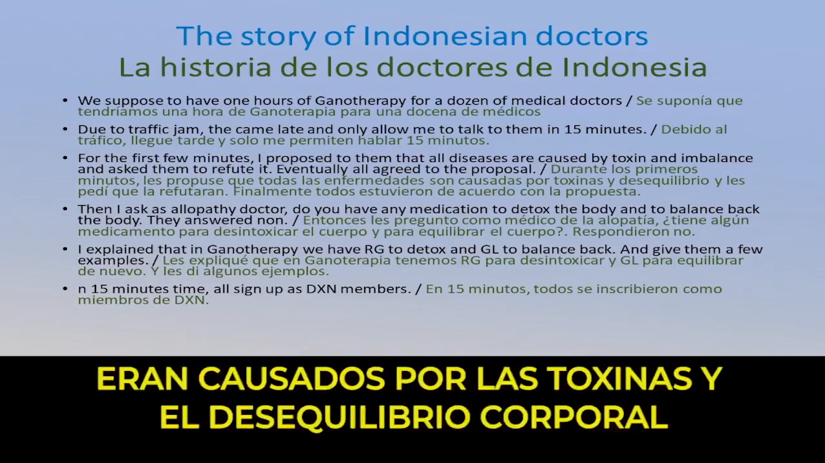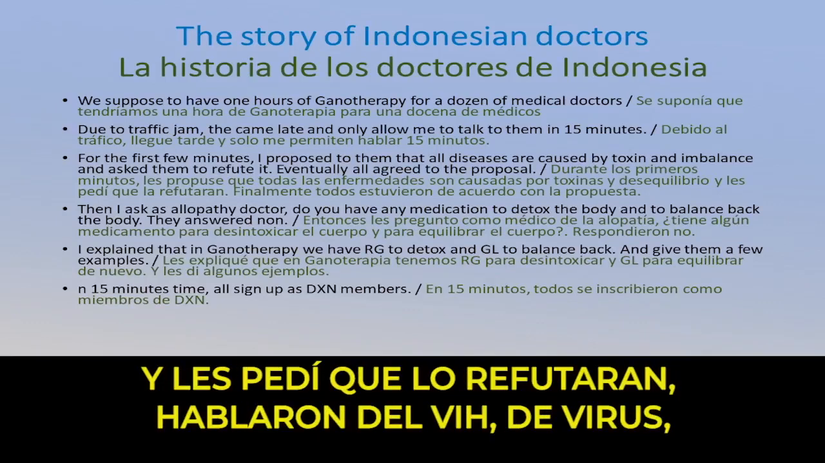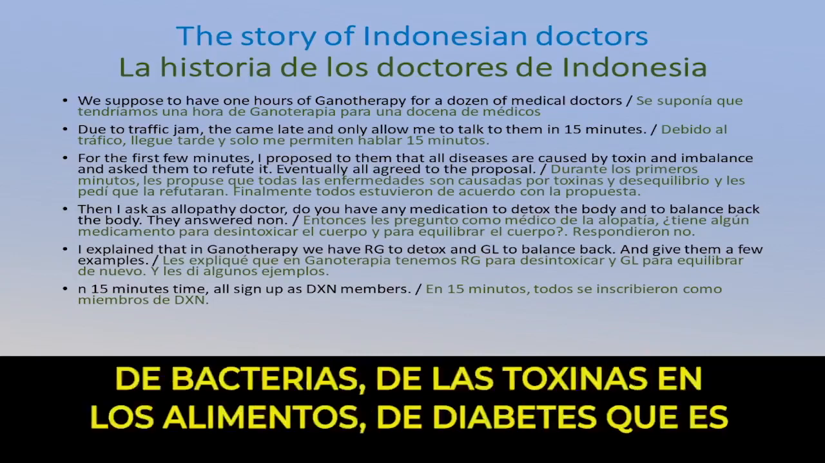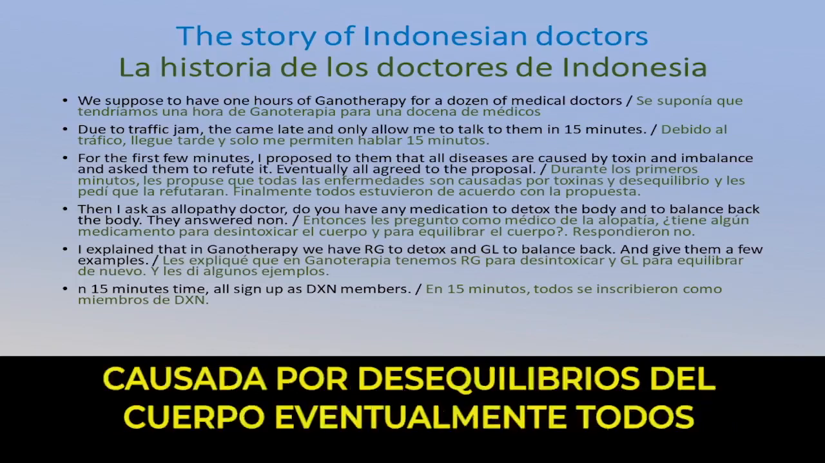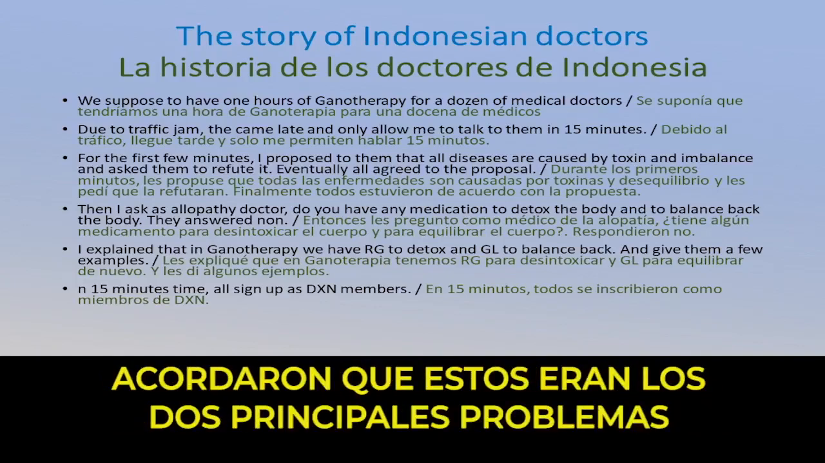So for the first few minutes, though, I propose to them that all diseases are caused by toxin and imbalance of the body, and ask them to refute it, you know. Then they talk about HIV, that is due to virus, that is toxin, they talk about bacteria, they talk about the toxin inside the food, everything. Then also there's diabetes, everything due to the imbalance of the body, everything. Eventually all agreed, you know, that these are the two main problem.